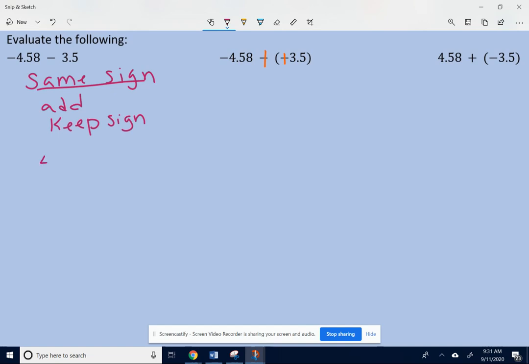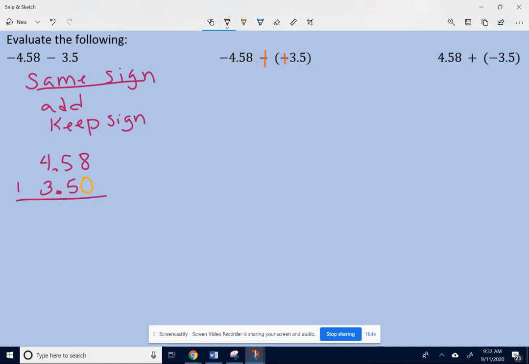But when I add 4.58 to 3.5, I need to make sure that decimal point is lined up. So I need to write it 4.58, 3.5. That point needs to be right underneath the other one. And I know a lot of students like to put in a 0 if there's an extra digit at the end.